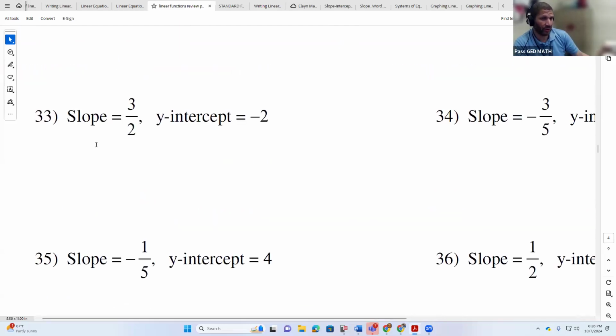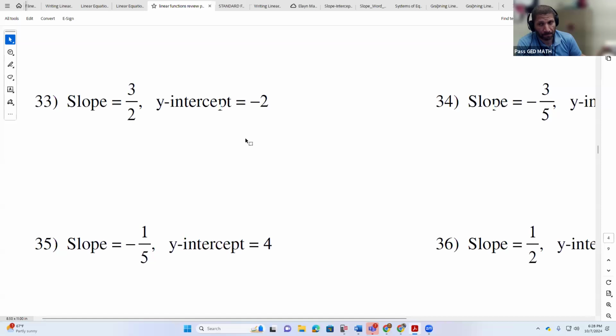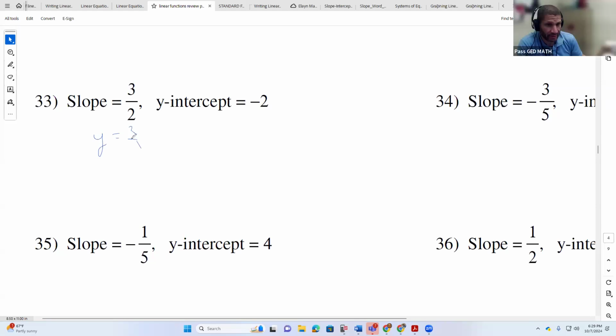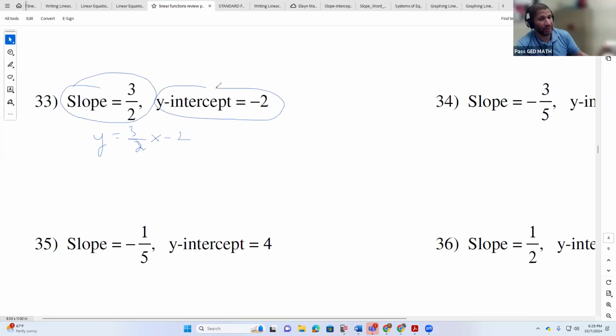Number 33: if my slope is 3/2 and my y-intercept is -2, what's my equation of the line? y equals 3/2 x minus 2. Because if we know our slope and we know our y-intercept, we can get the equation of the line. But number 35, what would our equation be?